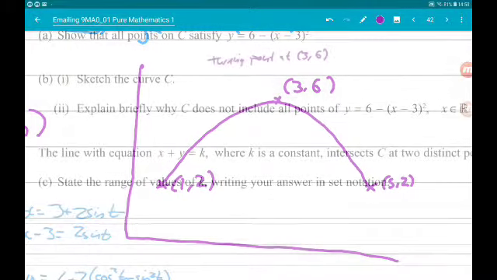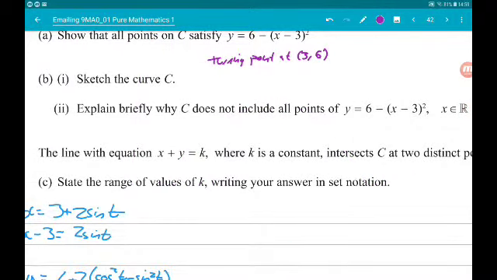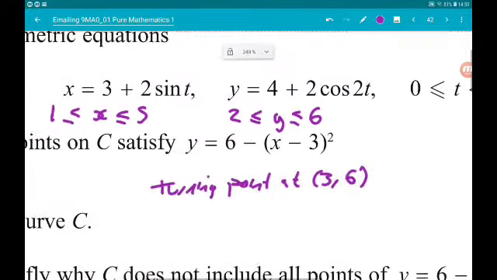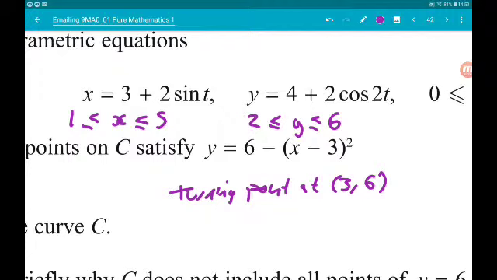Cool. Okay, then B part 2, sort of already covered it. We want to explain briefly why C does not include all points of y equals 6 minus (x minus 3) whole squared, where x is in the reals. So it's because, and you would want to say something along the lines of, x and y are bounded by minimum and maximum values, as we've already shown up above.